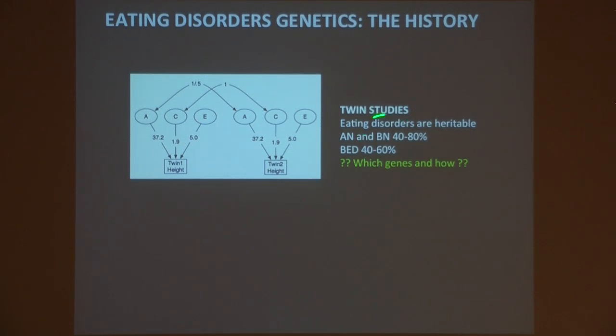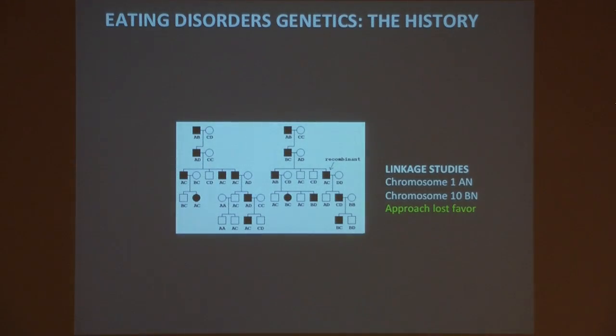The genetic component is somewhere between 40 and 80%, and for binge eating disorder, about 40 to 60%. What twin studies have not shown us is which genes are operative and what they do, how they influence risk for eating disorders. So we moved on to some linkage studies.